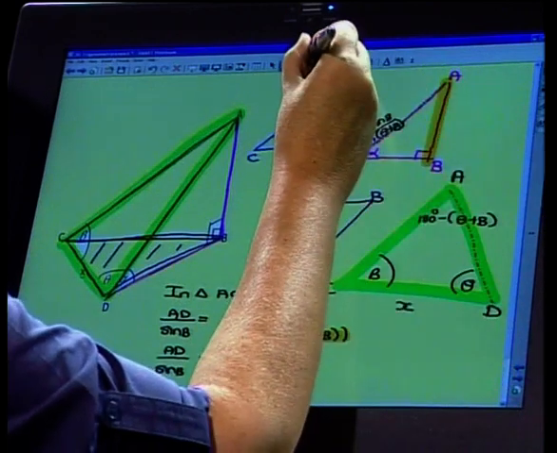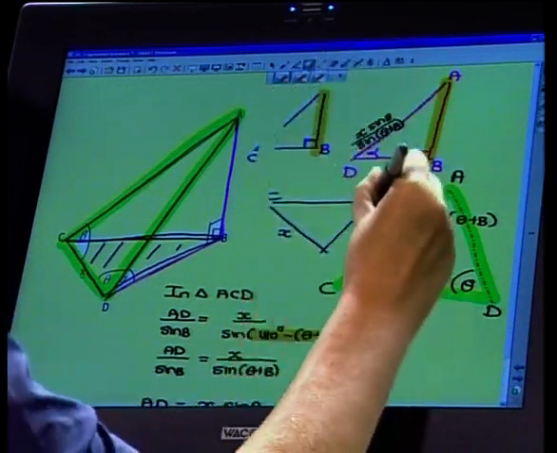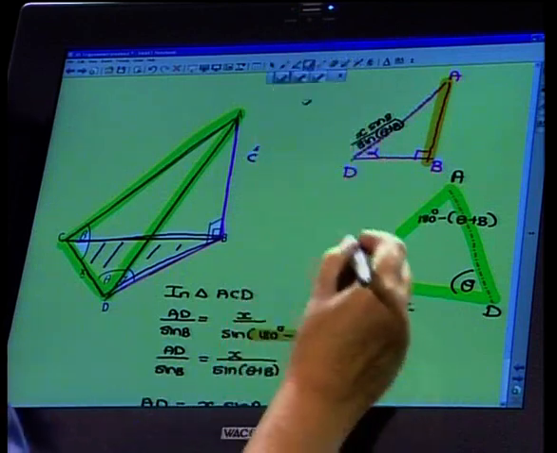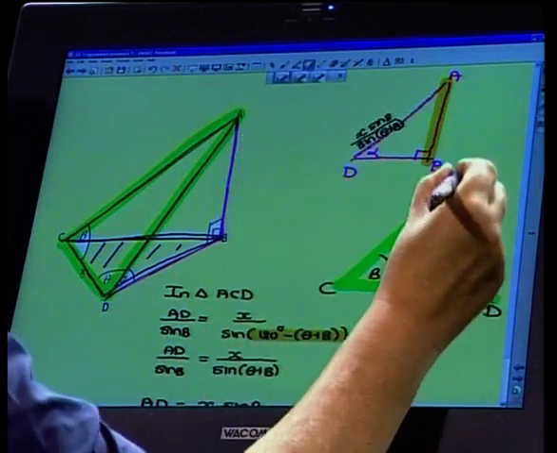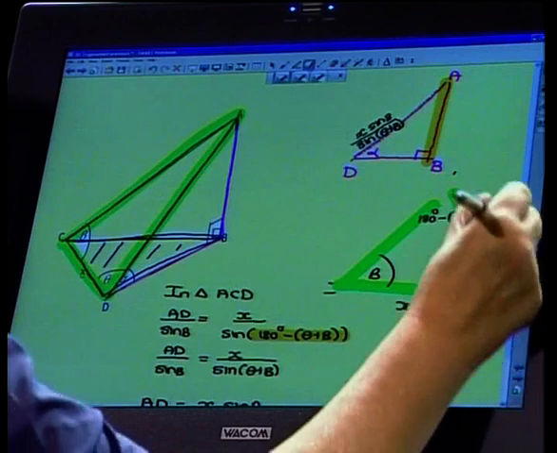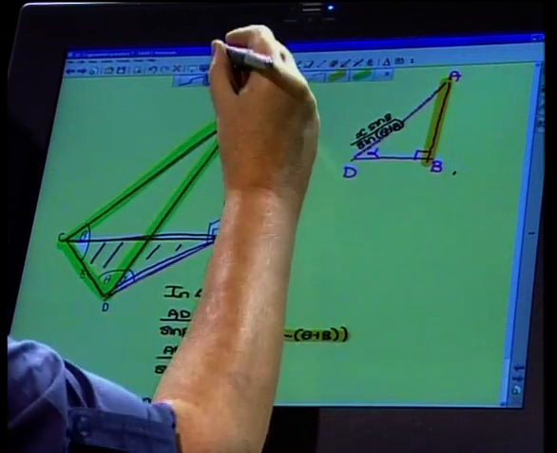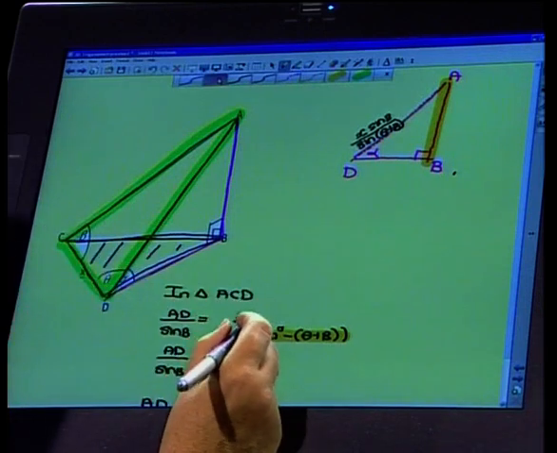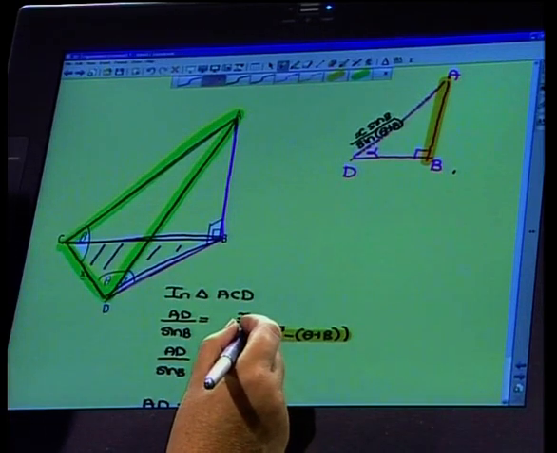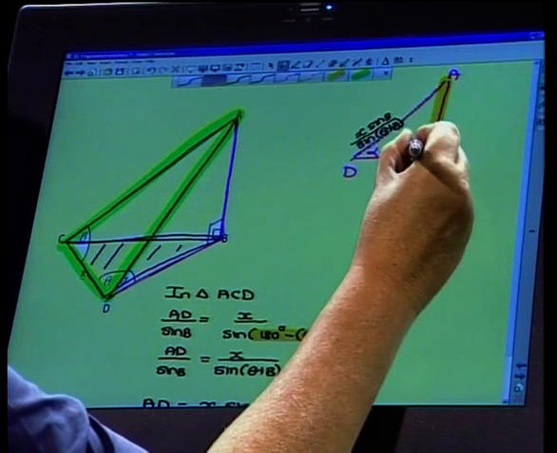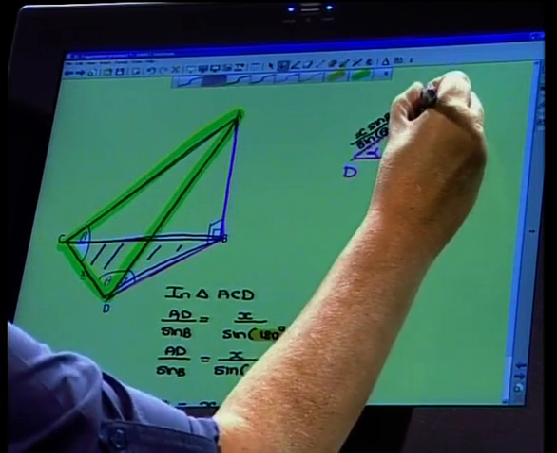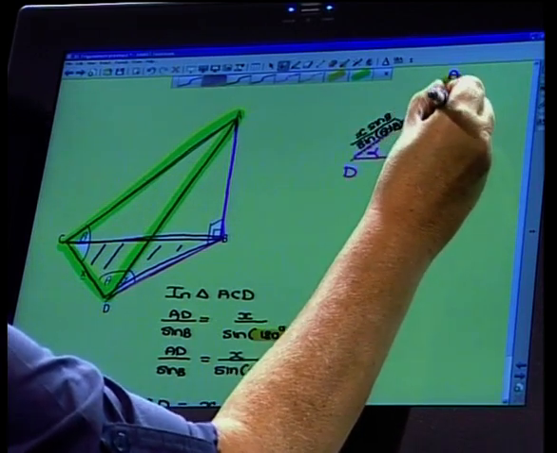I think what we're going to do is just get ourselves some space by losing those triangles for now. And what we are looking for, remember, is our AB. So let's do that. Looking at this triangle now, do we have enough information to work? Well, we know that this is 90. We know this is alpha. So this one must be 90 minus alpha.